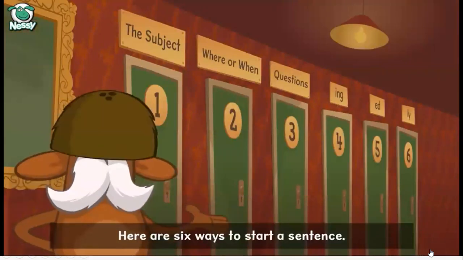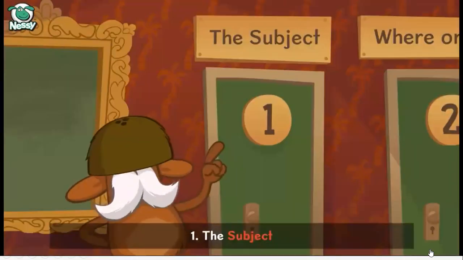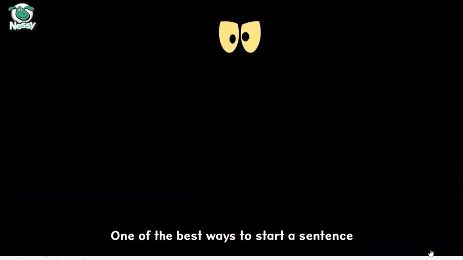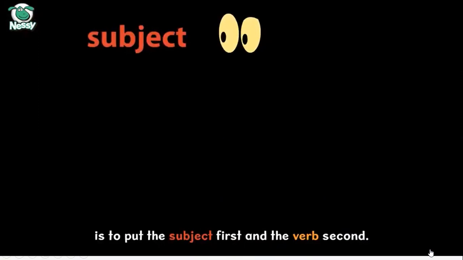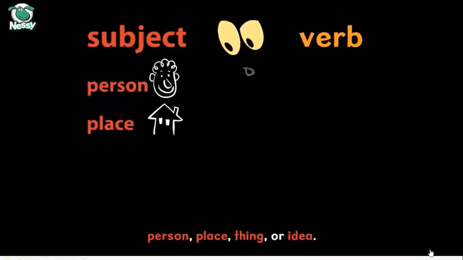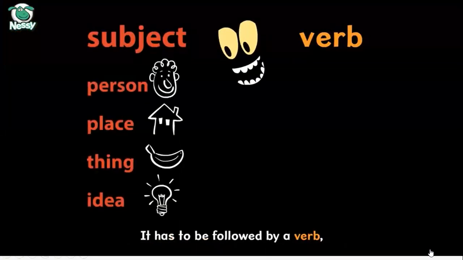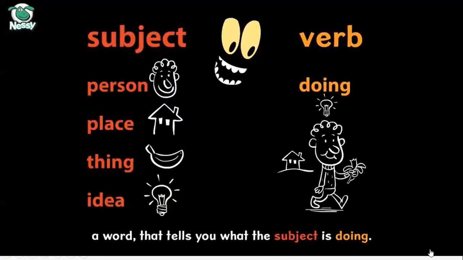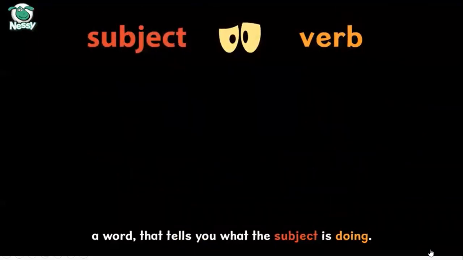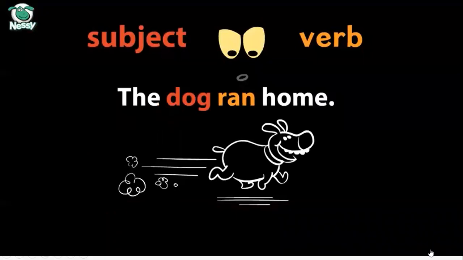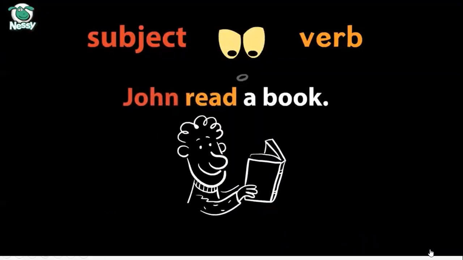Here are 6 ways to start a sentence. 1. The subject. One of the best ways to start a sentence is to put the subject first and the verb second. The subject of a sentence is the person, place, thing, or idea. It has to be followed by a verb, a word that tells you what the subject is doing. I cooked spaghetti. The dog ran home. John read a book.